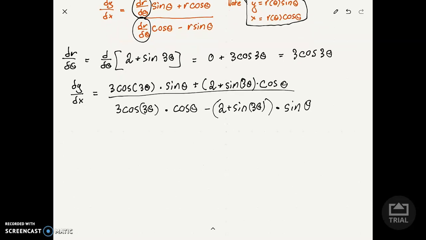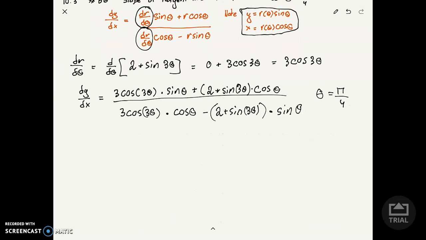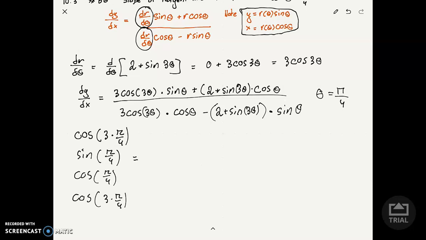Alright, from there they gave us theta to be what? Pi over 4. So let's just evaluate the expressions that we're going to need. So we're going to need 3 cosine of 3 theta here and in a few other places, and then we're going to need sine of pi over 4, cosine of pi over 4, and cosine of 3 times pi over 4. So these all pop up in the formula, so let's just evaluate them.